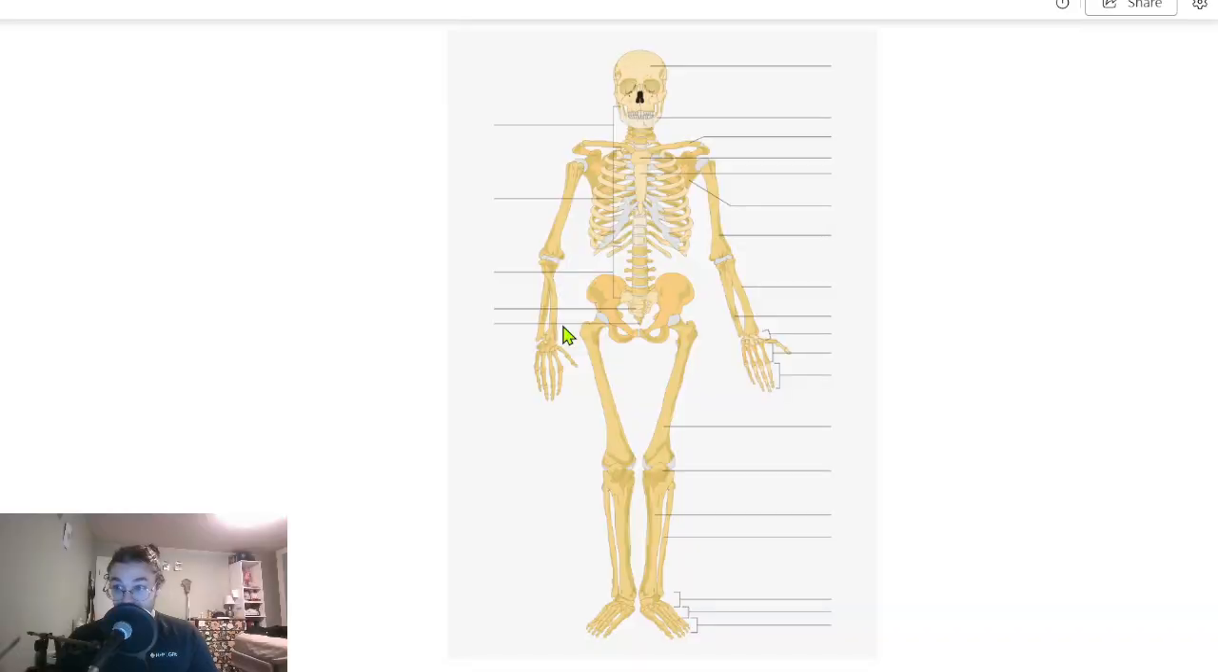Fun fact about bones: that is where your blood is made. You make red blood cells in your bones. Pretty cool fun fact. Now you can tell your friends. All right, let's get back to it.